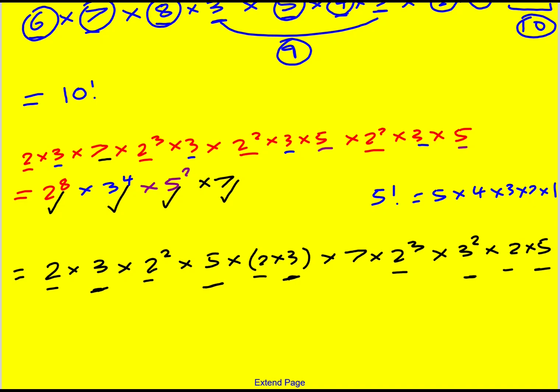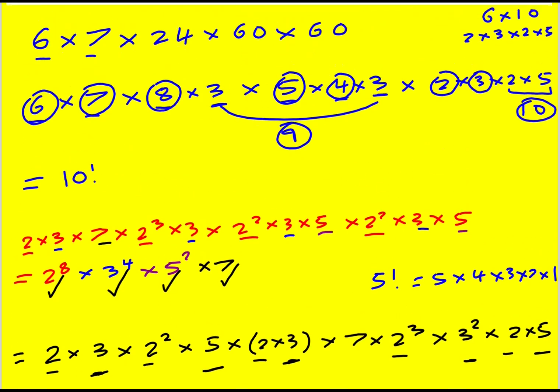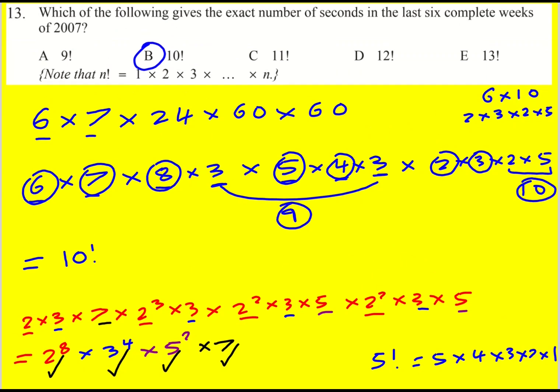I have used all the numbers, and I can see from this that it's 2 times 3 all the way up to 10, and hence it's 10 factorial. So just a different approach. It took a little bit longer, but not massively so. Both work pretty well.